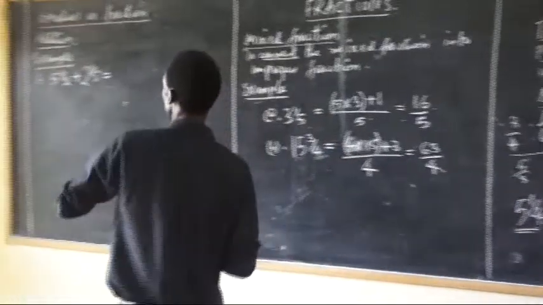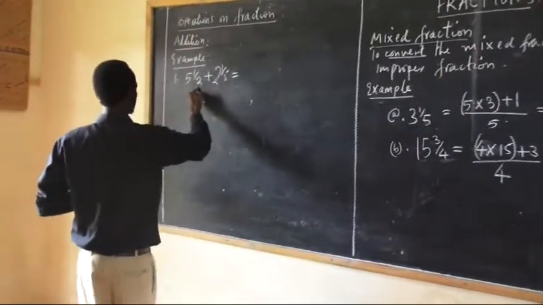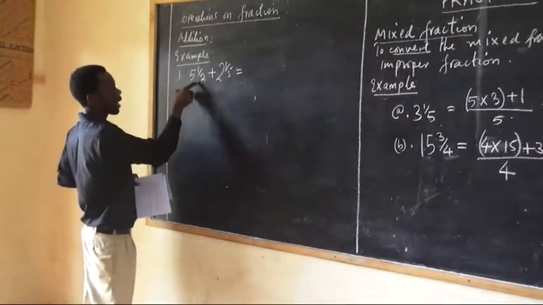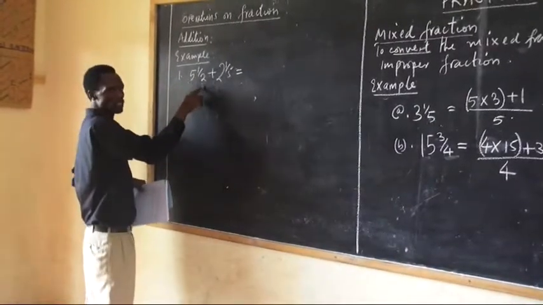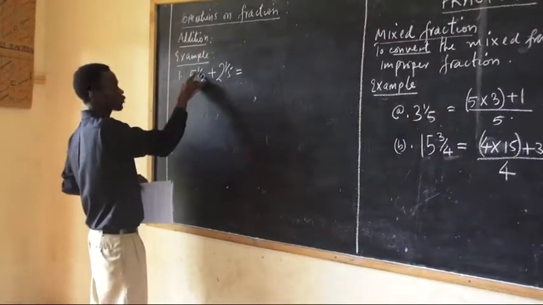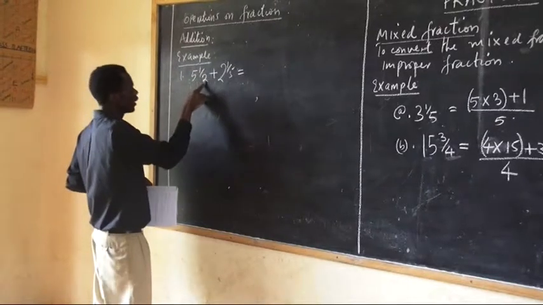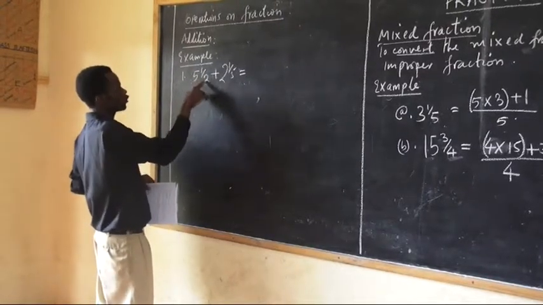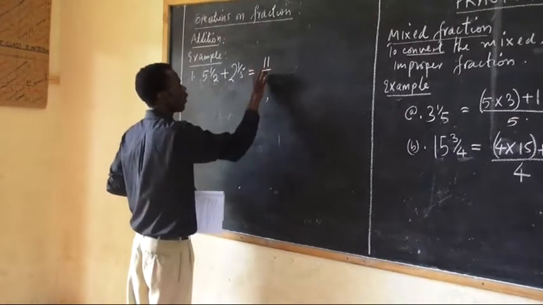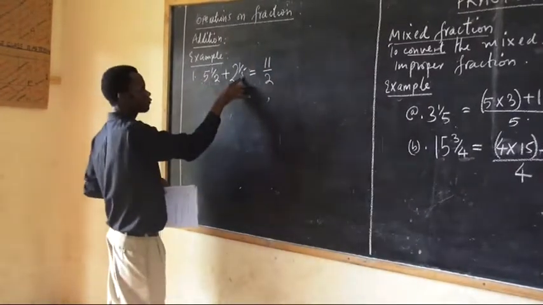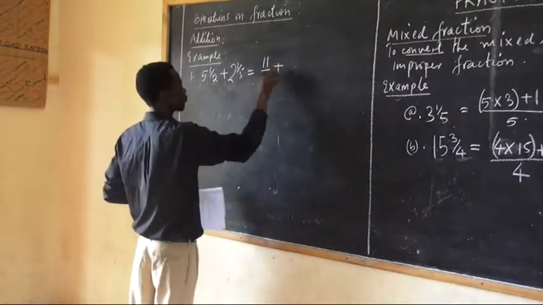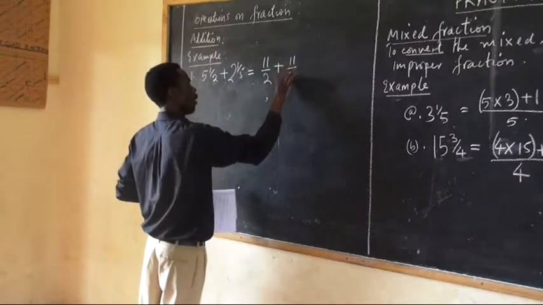Now here we have 5 and 1 over 2 plus 2 1 over 5. Now we have to convert this number into improper fraction. As we have seen how to convert it, we take 2 times 5 plus 1. 2 times 5 is 10, now plus 1, which is equal to 11 over 2. Then here we have 5 times 2 plus 1, which is equal to 11 over 5.